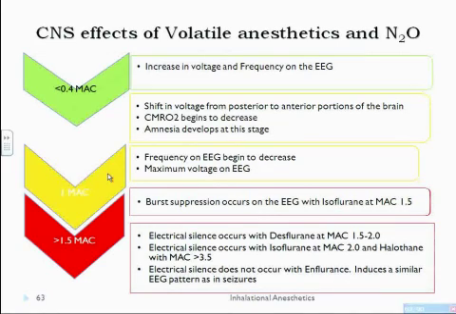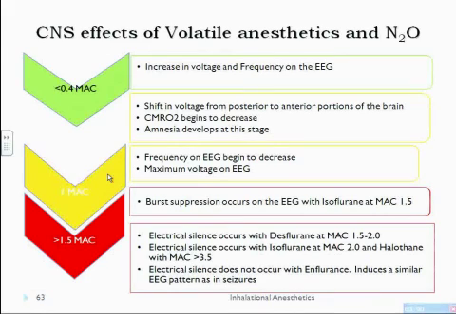Once you reach a MAC level around 1, frequency on the EEG begins to decrease, and you may actually get maximum voltage on the EEG. What you'll see eventually is burst suppression on the EEG, which indicates that you're getting a little too deep and almost getting into the isoelectric range. Once you get above 1.5 MAC, with desflurane between 1.5 and 2 MAC, you get EEG silence. EEG silence occurs with isoflurane at around 2 MAC, and halothane can be much higher, as much as 3.5 MAC.